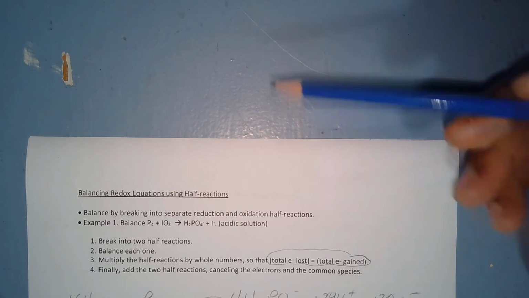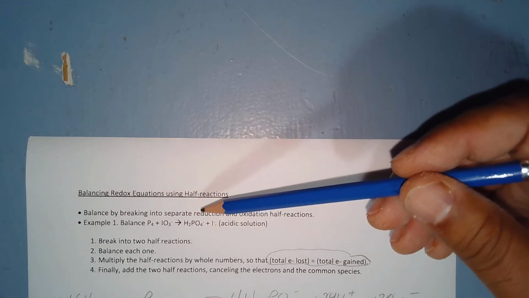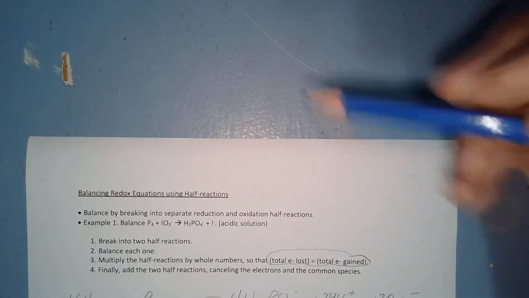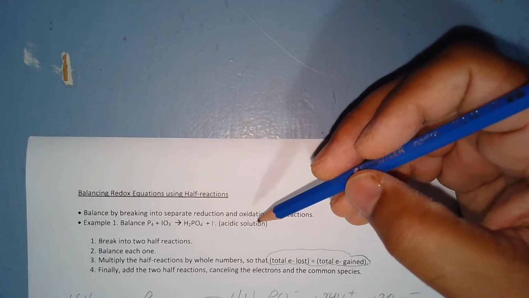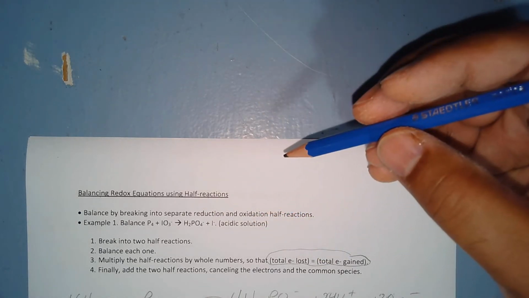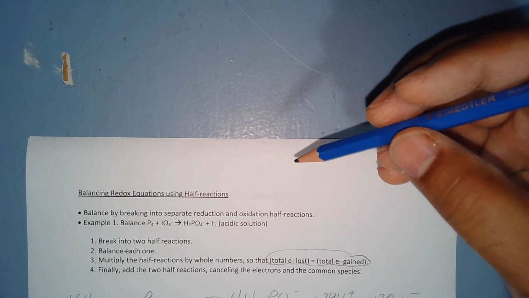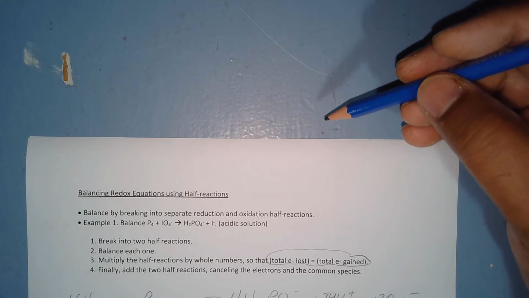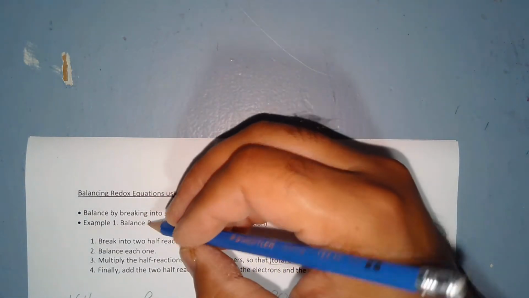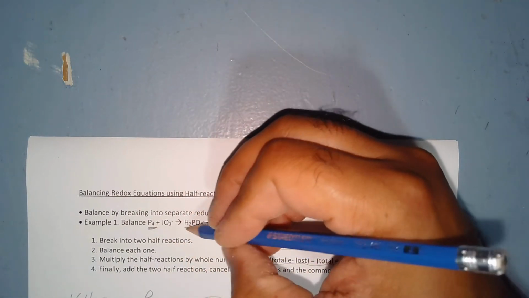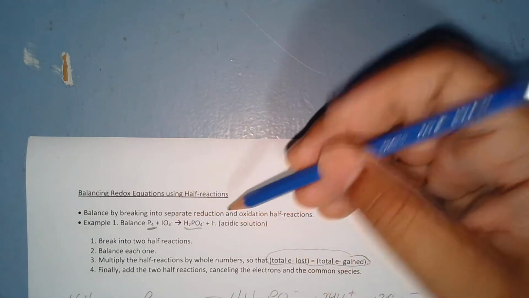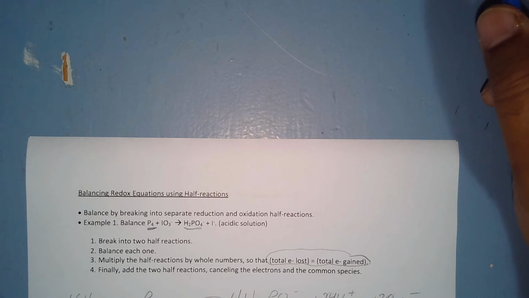So let's look at this one here. This is a full redox reaction that's unbalanced, and again, it tells you what type of solution it is. It's acidic. First you have to figure out which of the reactants goes with which products. One half reaction is going to involve the phosphorus, so it'll be those two, and the other will involve the iodine. Let's look at the phosphorus first.